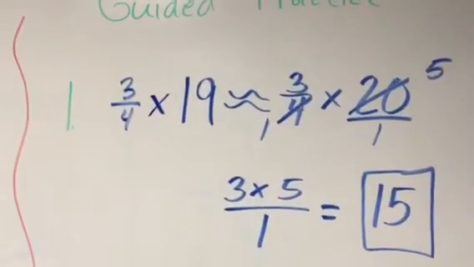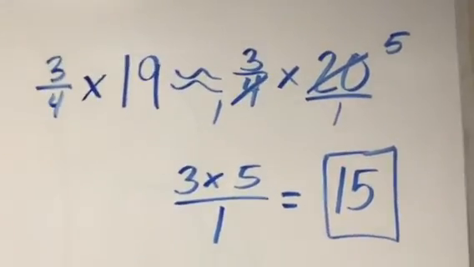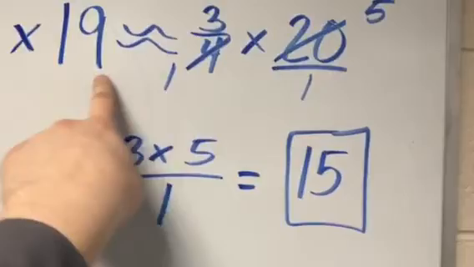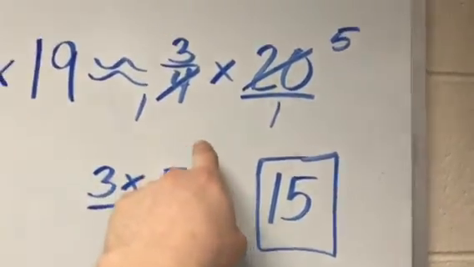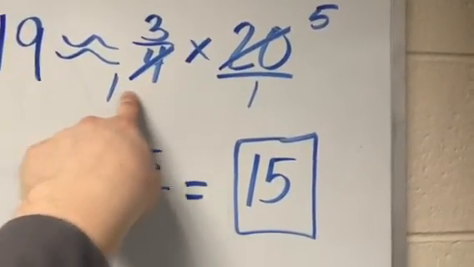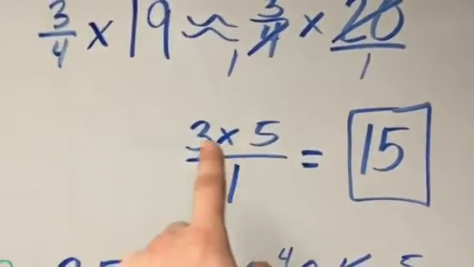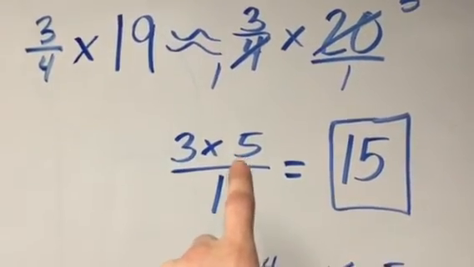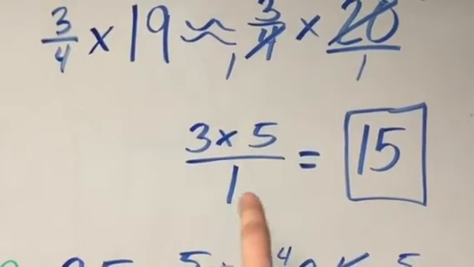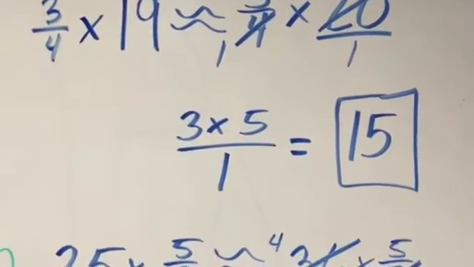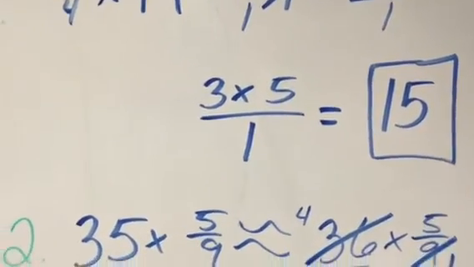Number 1, 3/4 times 19. I used the first strategy to say that instead of 3/4 times 19, I did 3/4 times 20 because I know that 20 is divisible by 4. So I did that. I divided the 4 by 4 and got 1, divided the 20 by 4 and got 5, and then I multiplied the numerators, 3 times 5 and 1 times 1. 3 times 5 is 15, 1 times 1 is 1, so I have 15 over 1, and we know that anything over 1 is really just that whole number. So we leave our answer as 15.